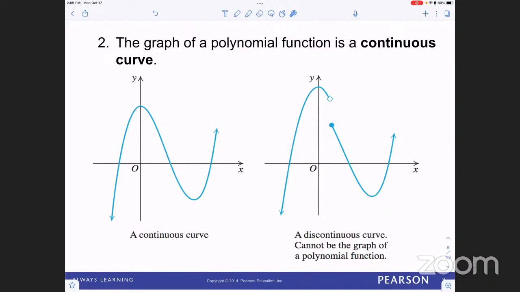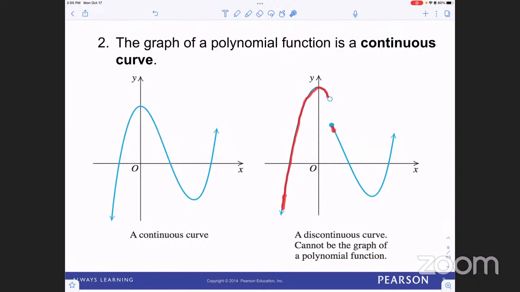Some other properties of polynomials. The graph of a polynomial function is a continuous curve. So here on the left, you can start at any point and you can get to any other point by tracing the graph without having to pick up your pencil, right? So that's what we mean by a continuous curve. Versus on the graph on the right, say I start at this point, right? And say I want to get to when x is somewhere on the right-hand side.